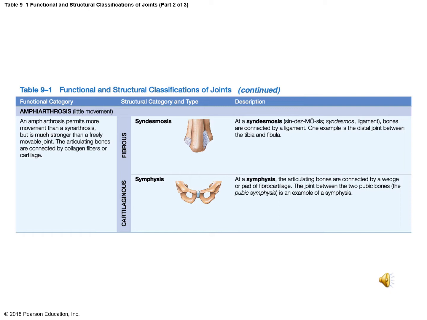And the second type is symphysis. This is where the articulating bones are separated by a pad of fibrocartilage, obviously cartilaginous. And this example we saw in lab of the pubic symphysis, which is between the two coxal bones in your hip area. Also the intervertebral discs between the vertebrae are also a type of symphysis.